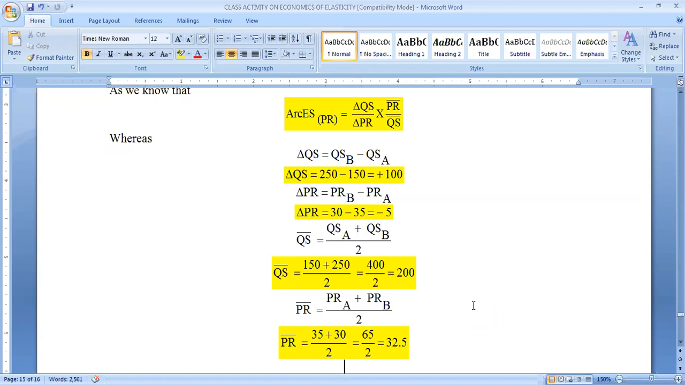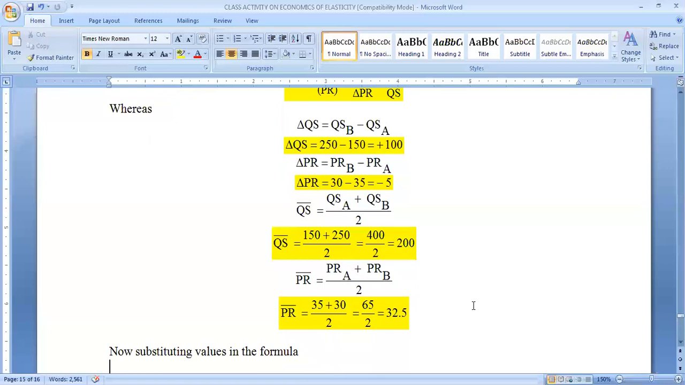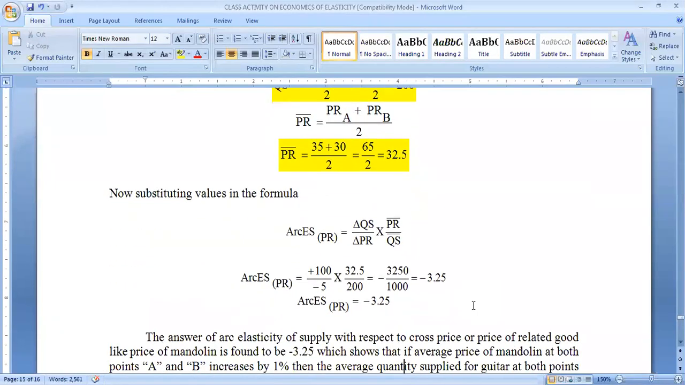PR bar is equal to PR at point A plus PR at point B, and the sum is divided by 2. PR at point A is given 35 and it is given 30 at point B. When you sum both, the answer should be 65, and when you divide it by 2, the answer should be 32.5. Okay, now substituting all the four components into the formula.